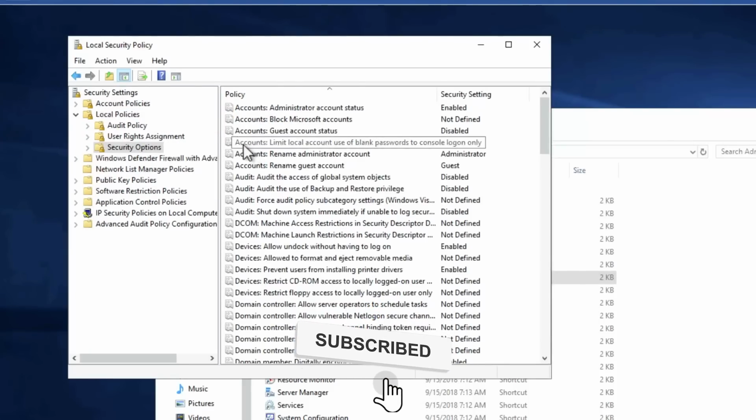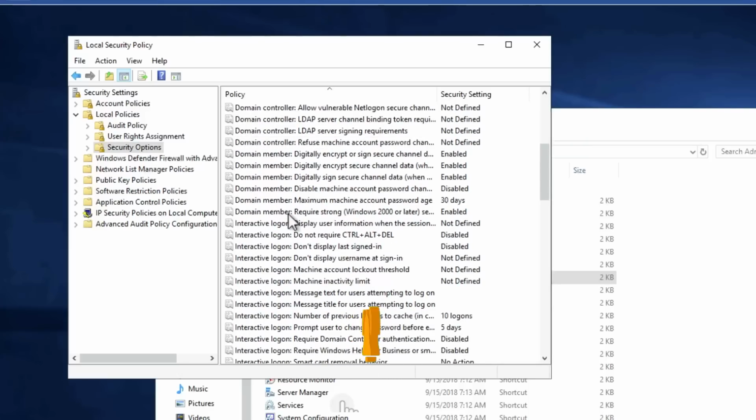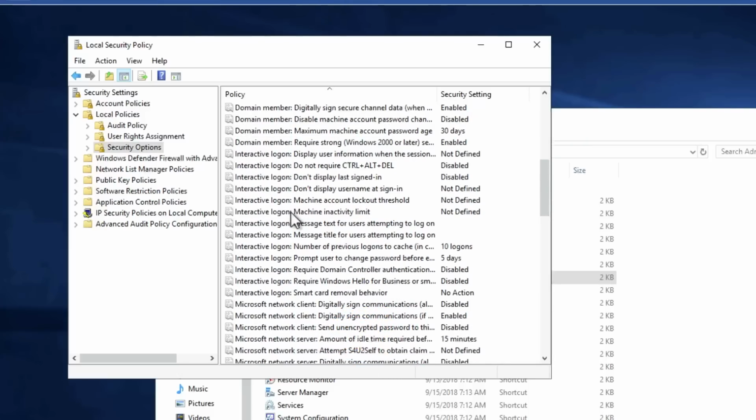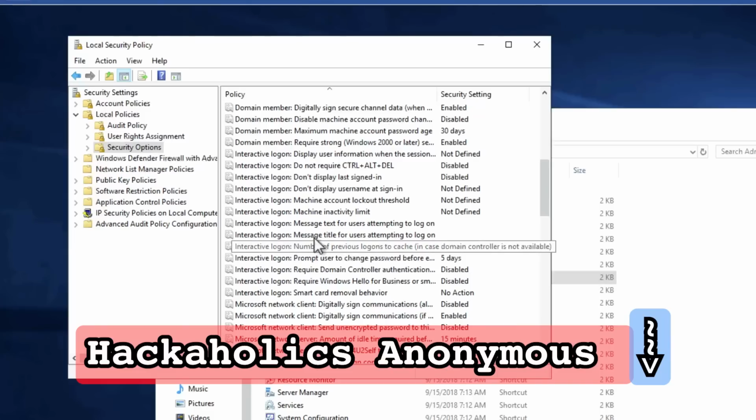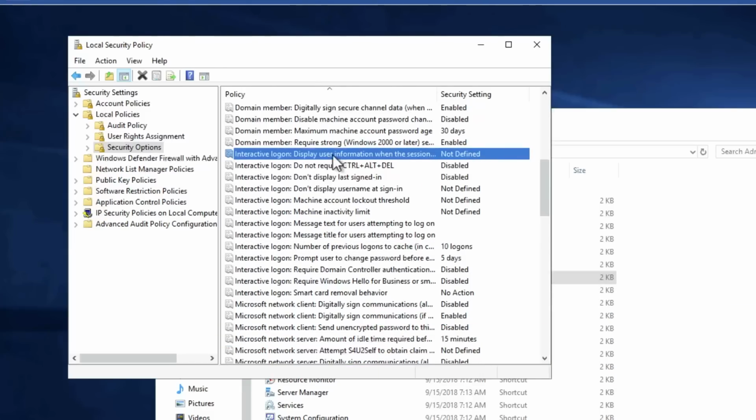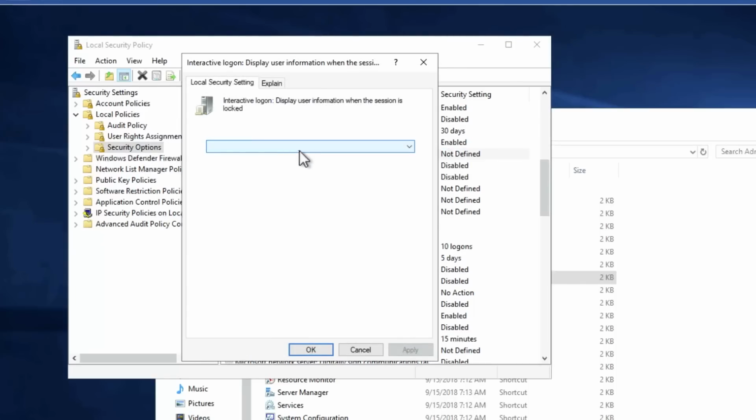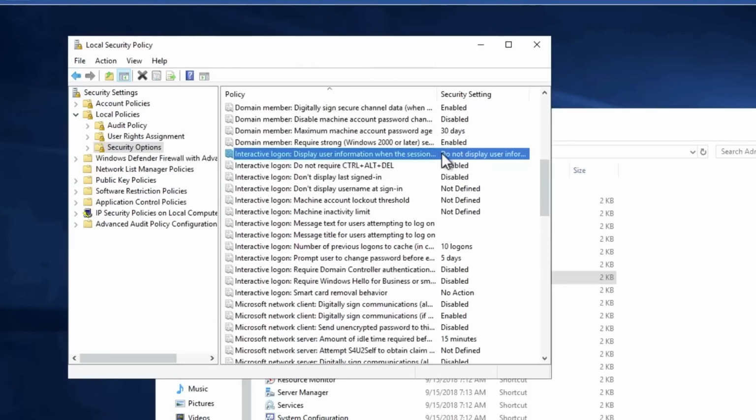Inside of security options, we need to find that interactive logon. There's a bunch of them. We're looking for interactive logon: display user information when the session is locked, right here. And it's not defined. So we can then open this policy, and in here we need to set do not display user information. That's basically what they want us to do. So we do that, and then we click on apply and OK. And now we actually have a security policy that has been defined for that interactive logon.